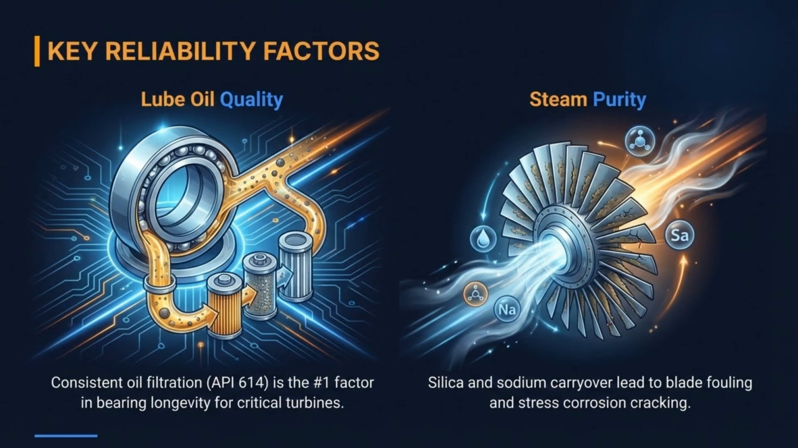Before we wrap up, remember the two silent killers: lube oil quality and steam purity. Consistent oil filtration per API 614 is the number one factor in bearing longevity for these critical turbines. And if your steam is carrying silica or sodium, you're going to face blade fouling and stress corrosion cracking. You can buy the best turbine in the world, but if you feed it junk, it won't last. Take care of your fluids, and your turbines will take care of you.